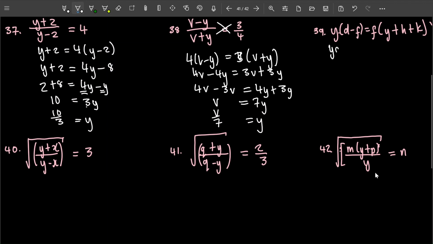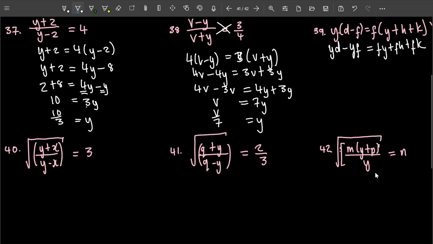So we're going to have yd minus, because the signs are different, y times negative f, the signs are different. Your answer will be negative. y times f becomes yf is equal to f times y is just yf or fy. Doesn't matter how we write it. f times h is just plus fh. f times k is going to be fk or kf.